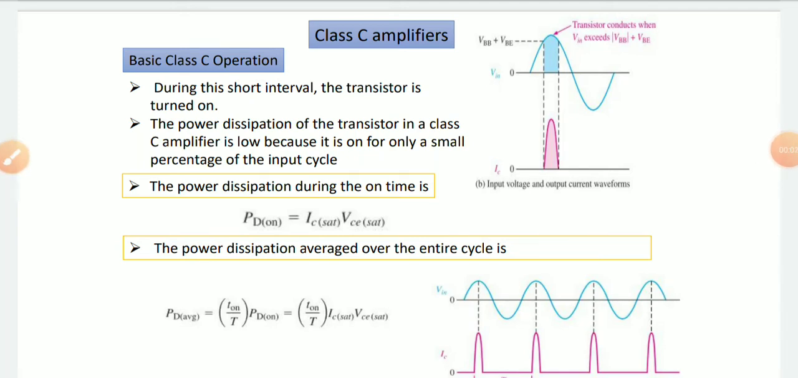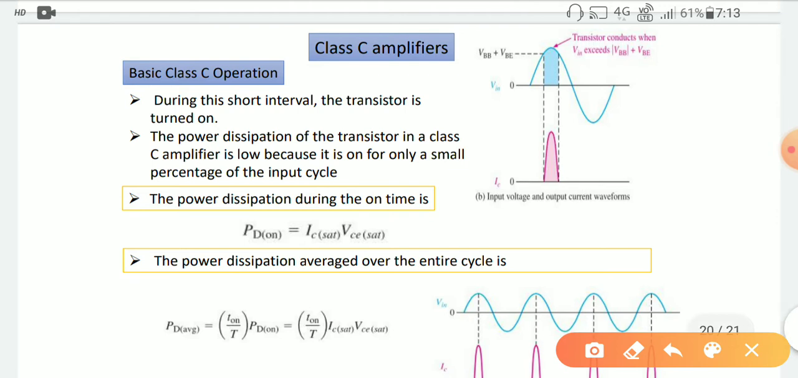We are meeting again to continue our topic on amplifiers. Today is the last class on amplifiers, and we are going to discuss a new topic: the Class C amplifier. For the Class C amplifier, only some portion of the input signal is used for amplification.